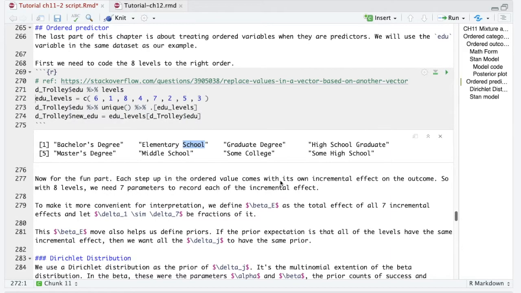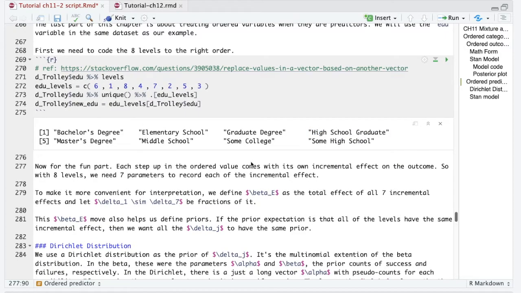So we will use the same technique we used in the first part. We will use a cumulative concept to deal with these ordered categorical predictors. So instead of estimating the total effect of each education level, we want to estimate the incremental effect of moving from elementary school to some high school, and the incremental effect from some high school to high school graduate. So the total effect of being a high school graduate will be the sum of the effect from elementary school to some high school, and the difference from some high school to high school graduate.